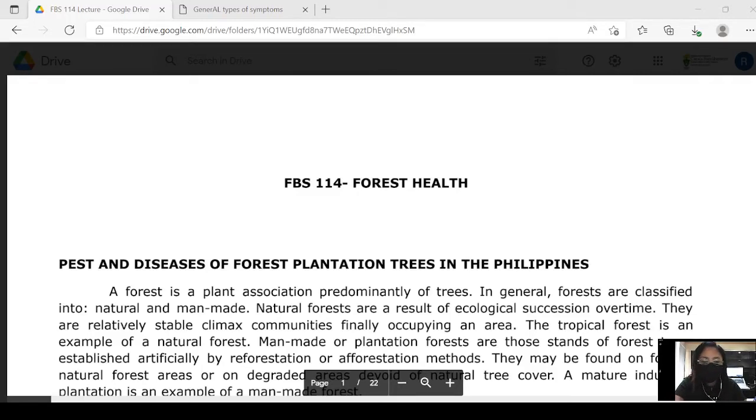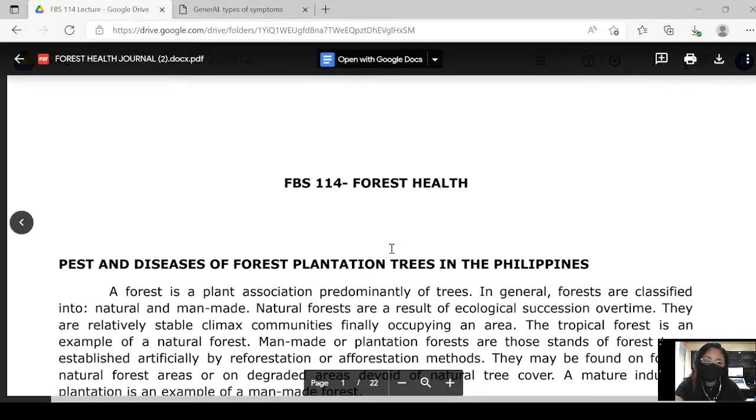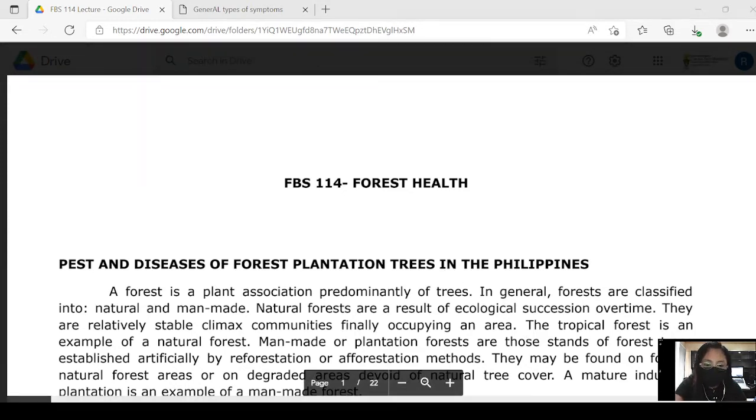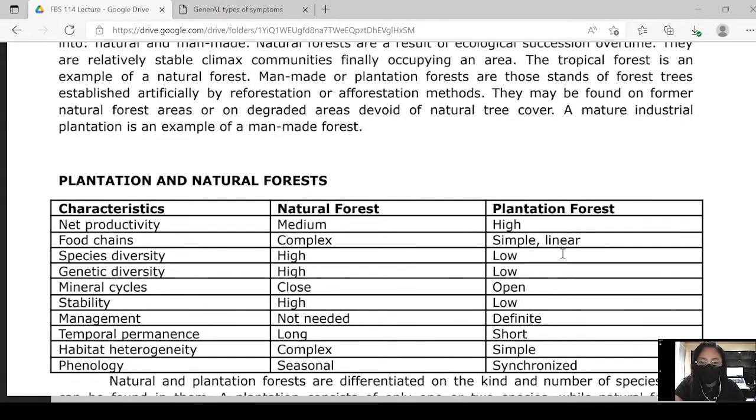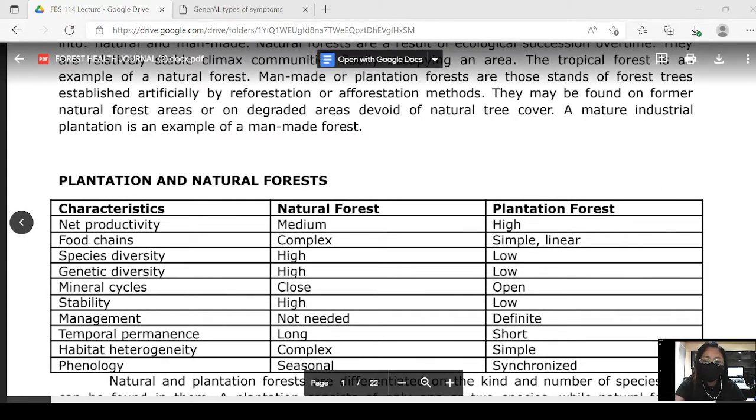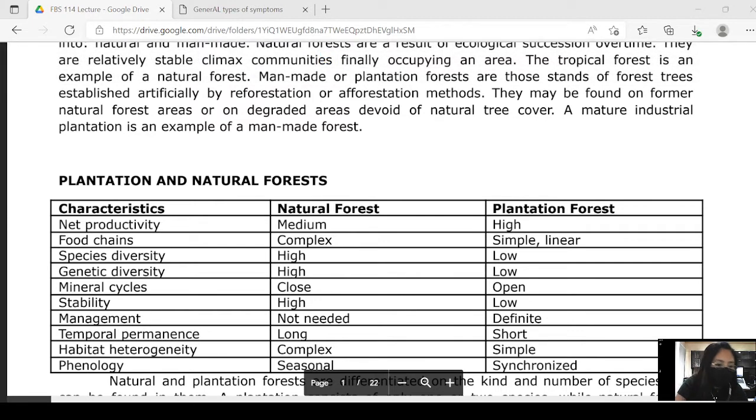So this is a continuation about our last topic, pests and diseases of forest plantation trees in the Philippines. We have already discussed the advantages of natural forests as compared to artificial forests. As I've said, a natural forest has more species compared to an artificial forest. That's why it has more natural protection against the attack of different pests.